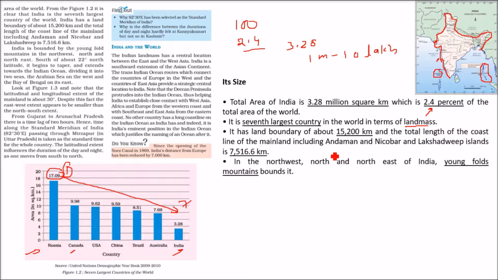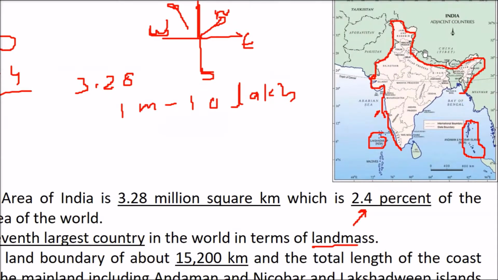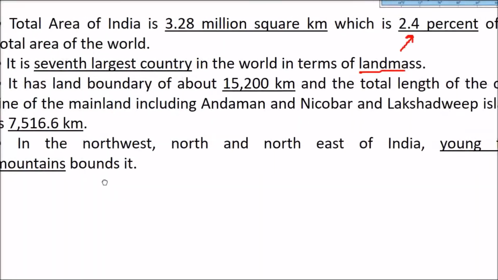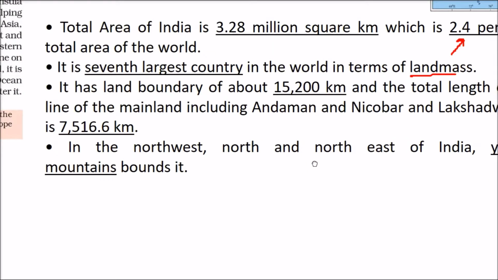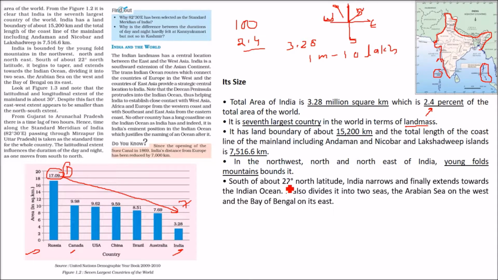So in the northwest, north and northeast of India, let me draw north, south, east and west. We are talking about north, northwest and northeast. Here, these regions are bounded by the Young Fold mountains. Like the Andes, these mountains are created because of what happens below the earth crust. Whatever happens there gives rise to the mountains, and these are called Young Fold mountains.